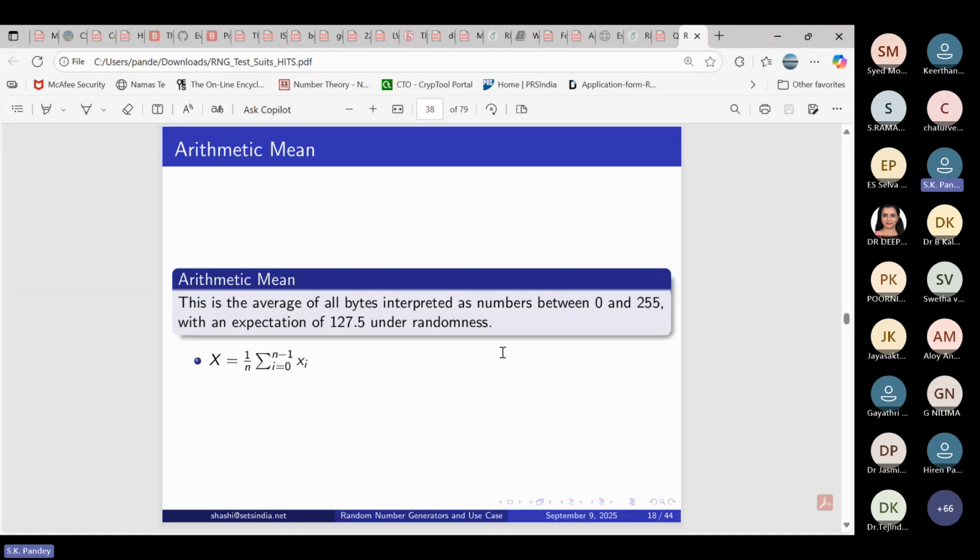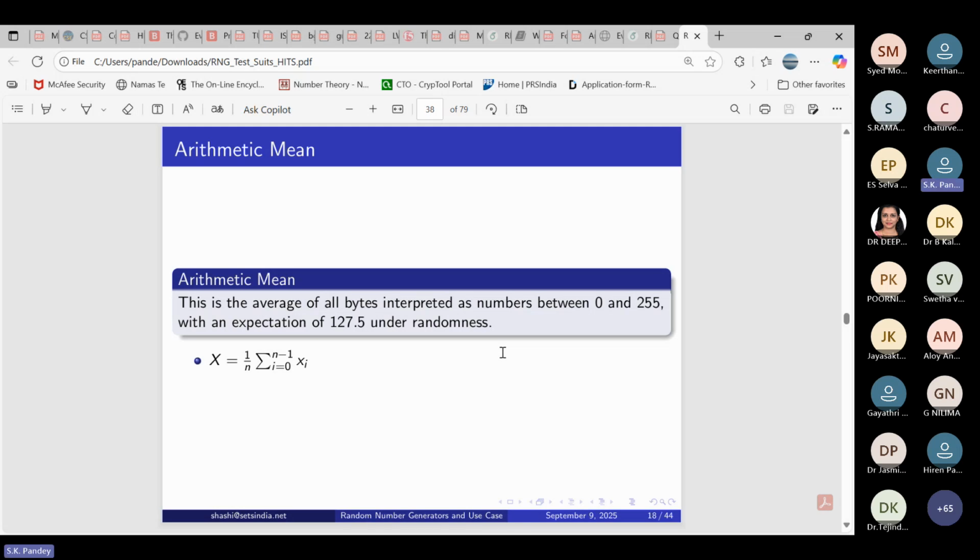The third test is the arithmetic mean test. How will this arithmetic mean test work? It just tells about the arithmetic mean of those bytes. If you see the byte values, you can easily tell that the numbers 0 to 255 are there. Then the average of this sequence is 127.5. It means you sum up the numbers from 0 to 255 and divide by 256, and this value comes out to be 127.5.